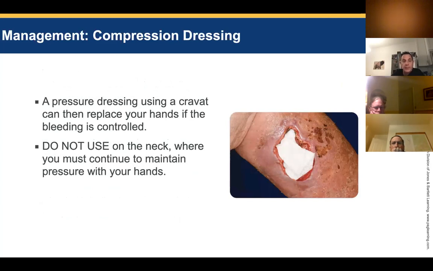So I don't know why they're talking about a compression dressing when they're showing packing dressing into the wound.